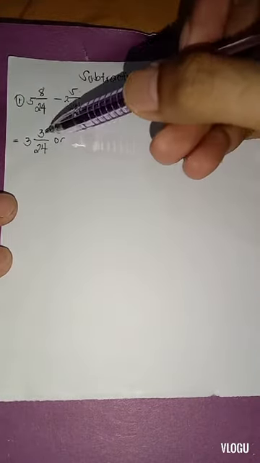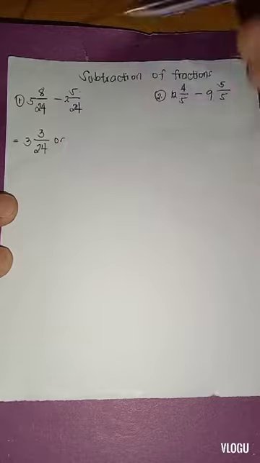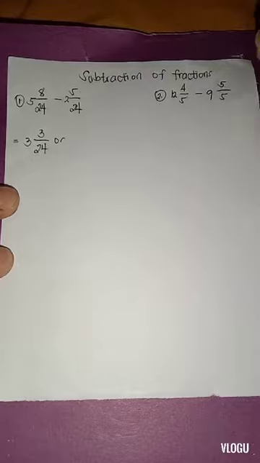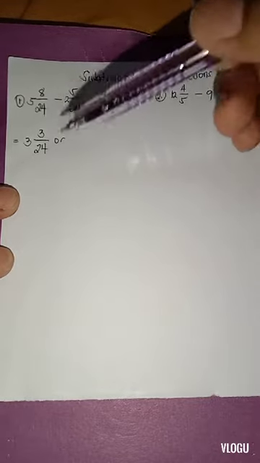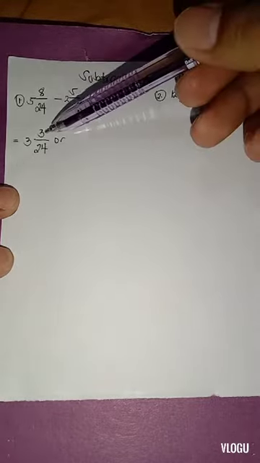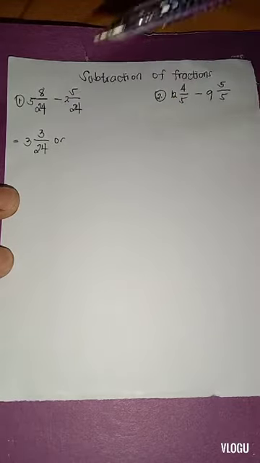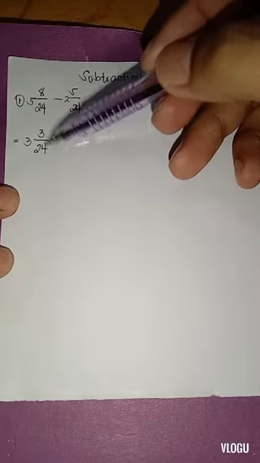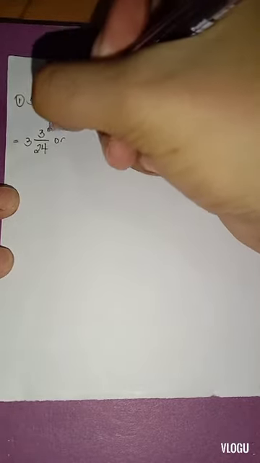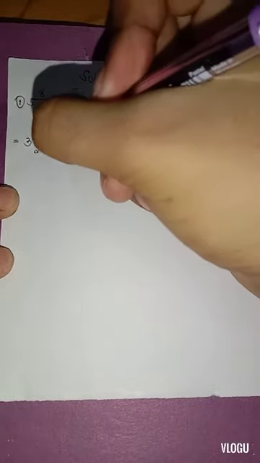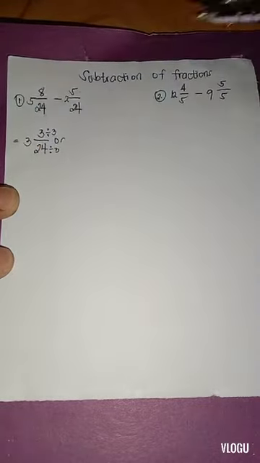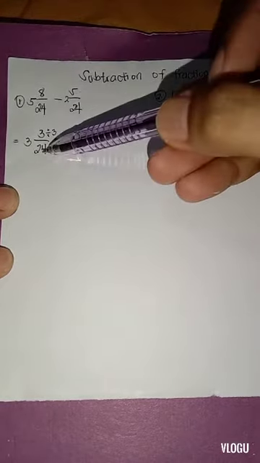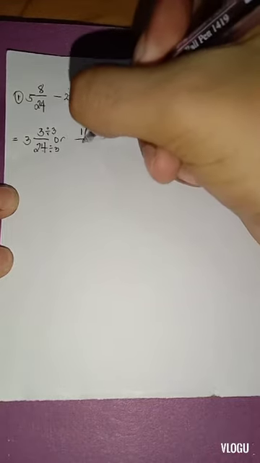So since 3 over 24 can be reduced to lowest term, therefore we will reduce it. So para hindi kayo mahirapan, get the GCF of the numerator and denominator and then you divide it. So the GCF of 3 and 24 is number 3. So therefore I will divide this by number 3. So 3 divided by 3, we have 1. And then 24 divided by 3, we have 8.